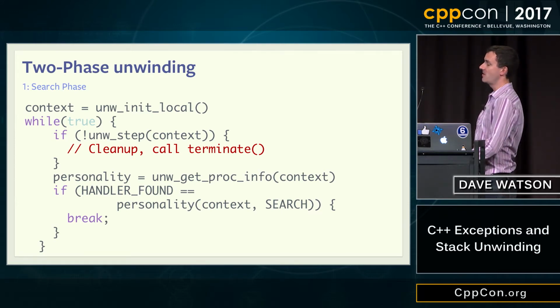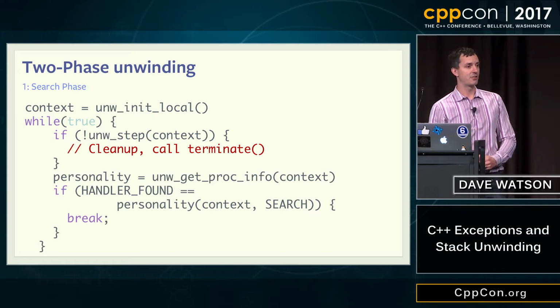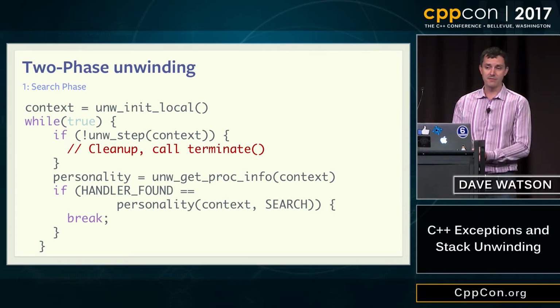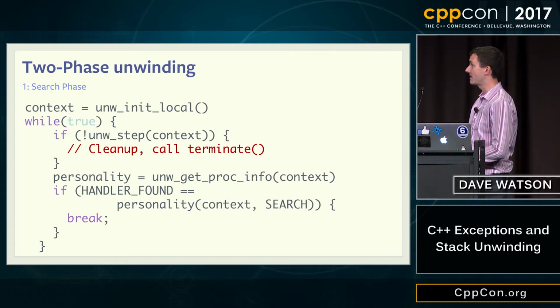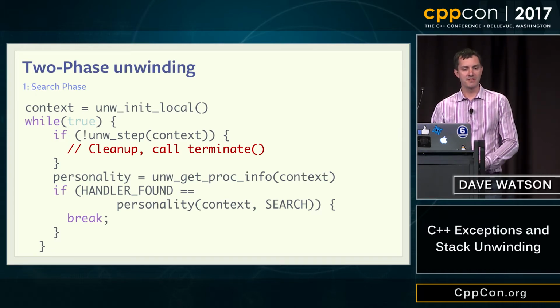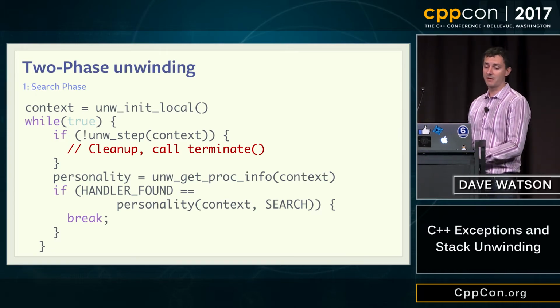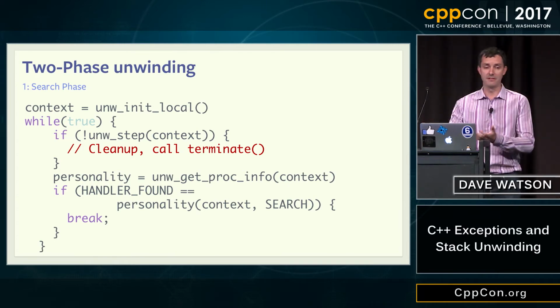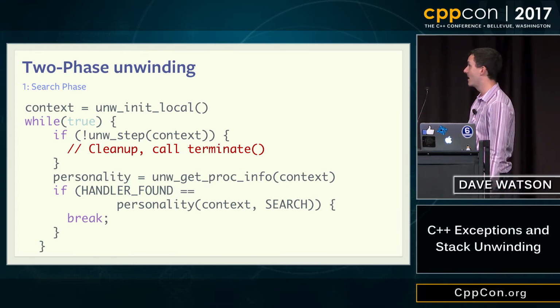The personality routine takes an enum. In the first phase, it is search. So it searches through its tables to see if there is a match for the currently thrown exception. The current exception is in the context object, so this is abstracted out. C++ knows what's in the context in the personality. The language-agnostic Itanium ABI knows nothing about it.